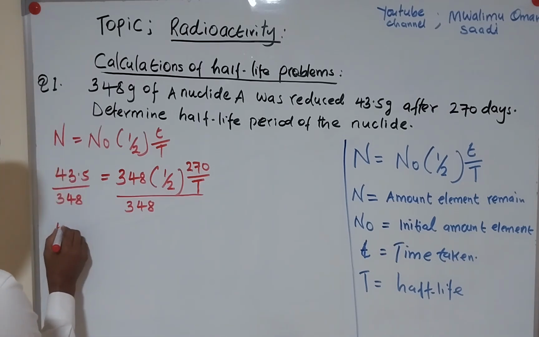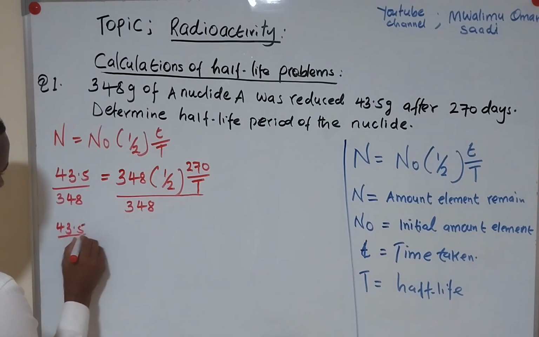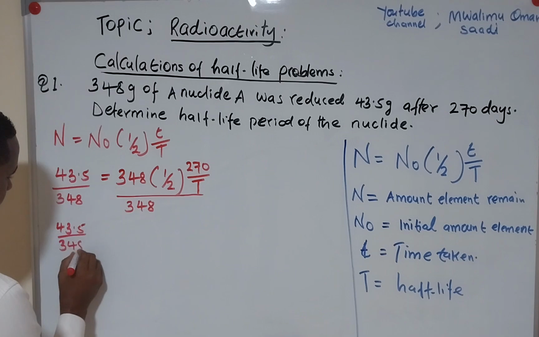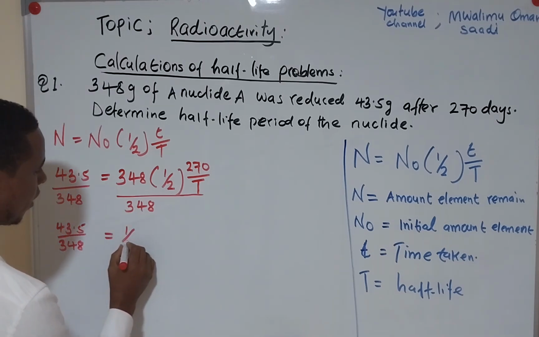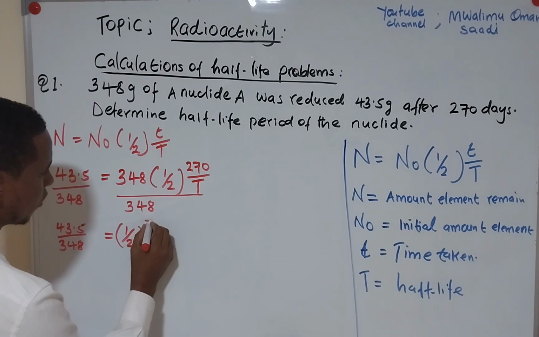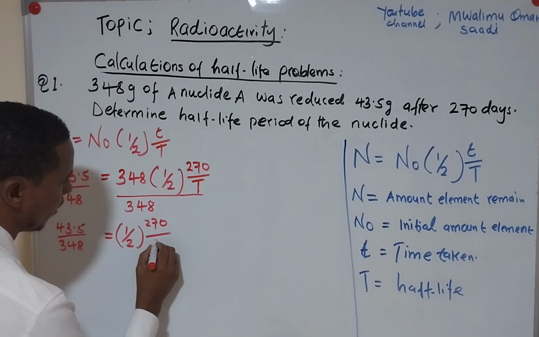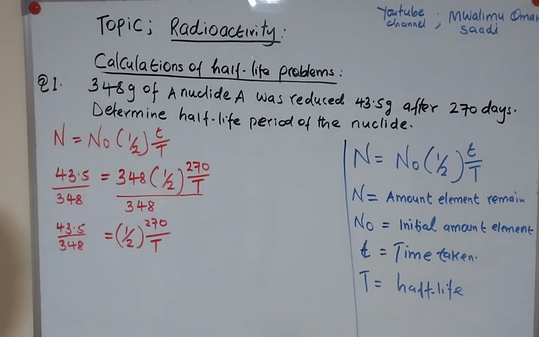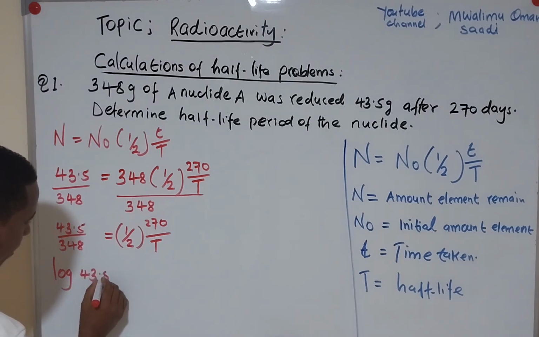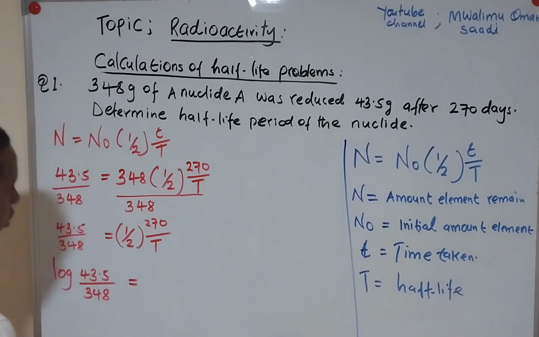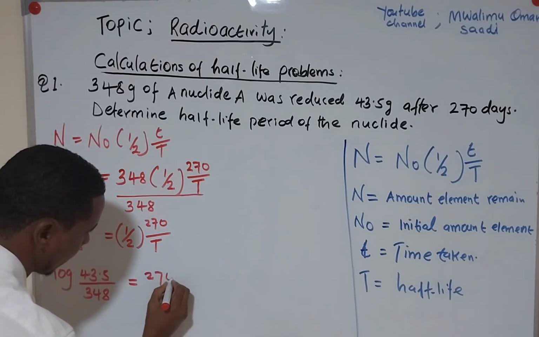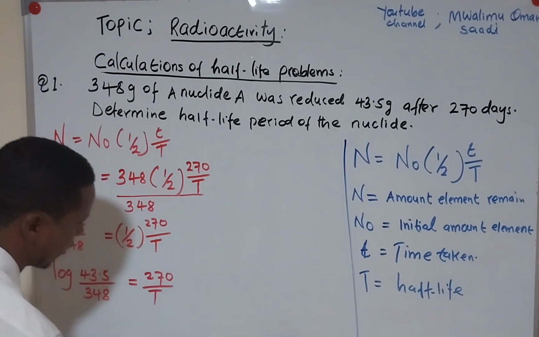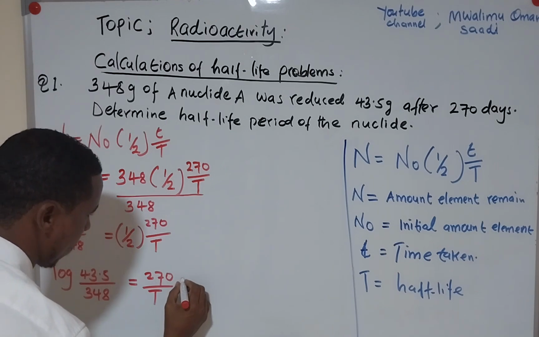Okay, so that will be 43.5 over 348 is equal to half 270 all over capital T. So from there now, we introduce logarithm. So we'll say log 43.5 all over 348 is equal to 270 all over T times log half.